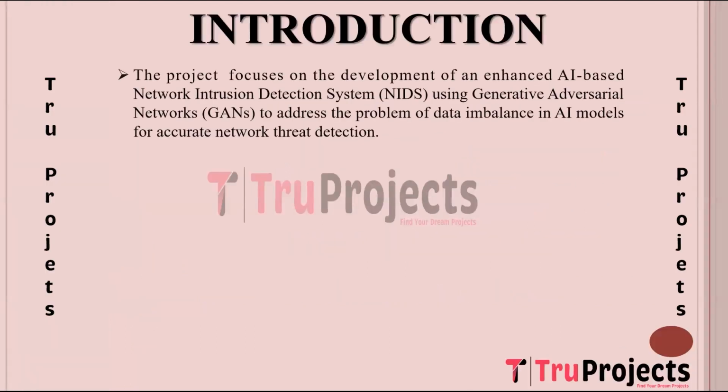Introduction. The primary focus of the project is to improve the capabilities of network intrusion detection systems (NIDS) by leveraging generative adversarial networks (GANs). These GANs are used specifically to tackle the challenge of data imbalance within AI models, which often affects the accuracy of network threat detection. By generating synthetic data representing underrepresented attack patterns, the aim is to refine the system's ability to detect and respond to these threats more accurately.